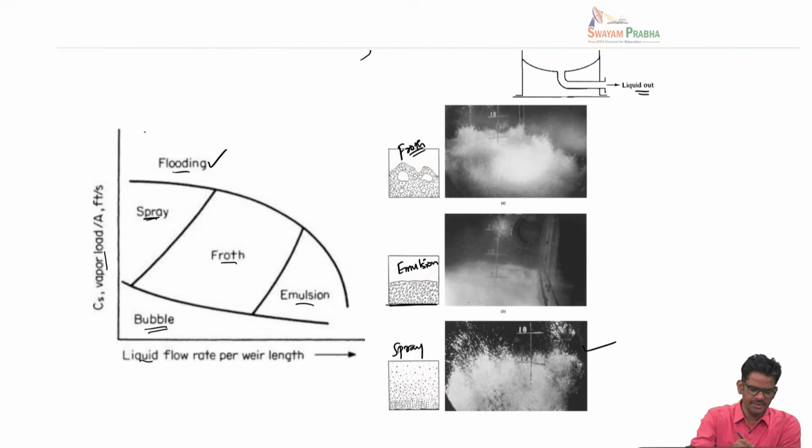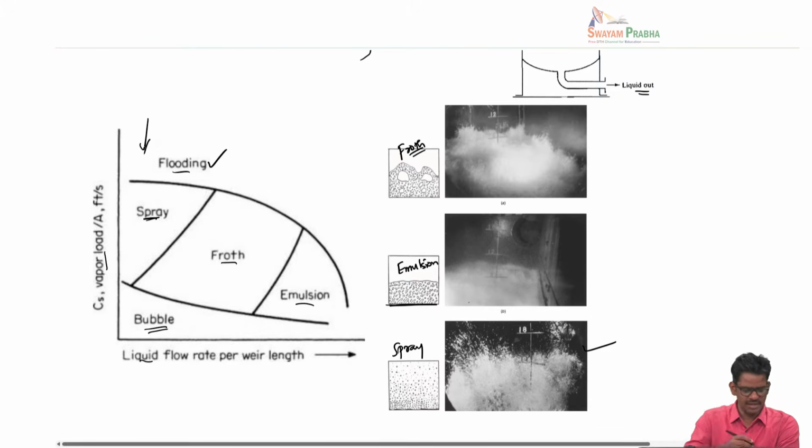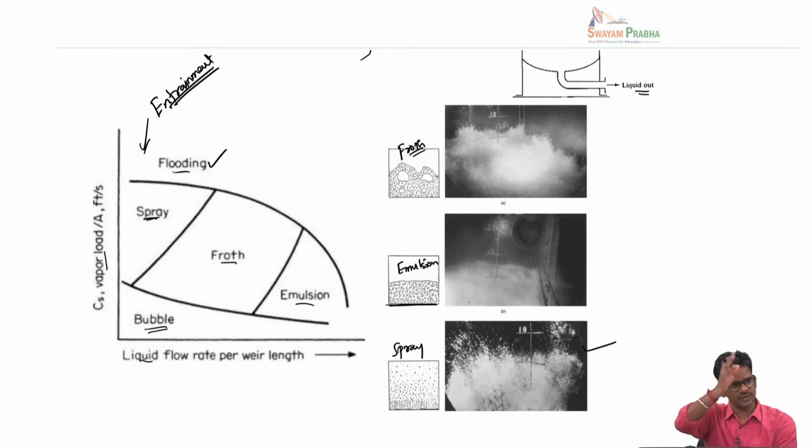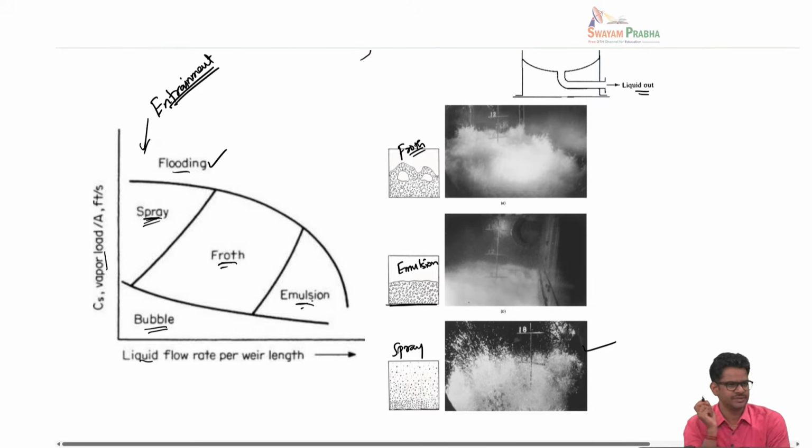And another thing is, sometimes when you go to even higher flow rates, you might have what is called entrainment. So in entrainment, what happens is the liquid gets carried over in the gas stream itself. When the gas goes out of the column, it carries some of the liquid with it. That's called entrainment, and that is also not something we should be operating on. So the safest place to operate is either spray or froth or emulsion regime.